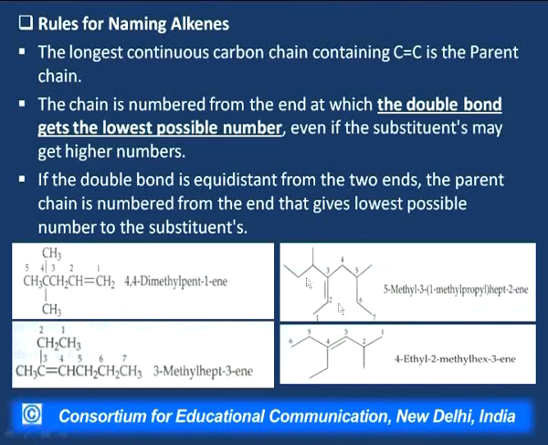Now if I look at the next example, please keep in mind that we are taking a branch chain as the parent chain, and then we are starting the numbering from the side which gives the lower number to the double bond.